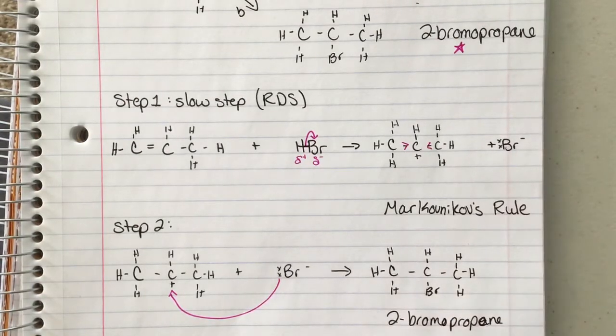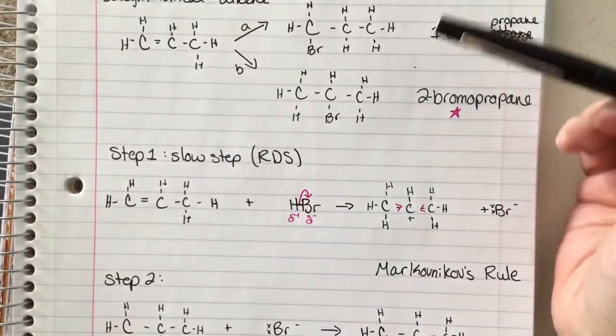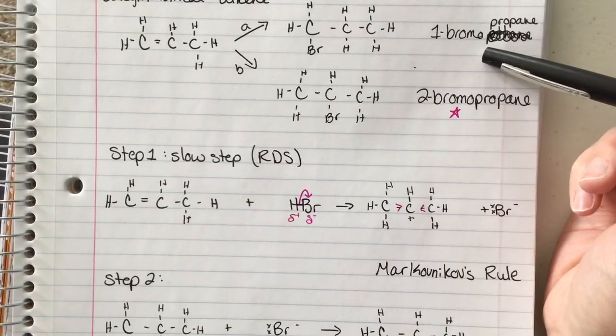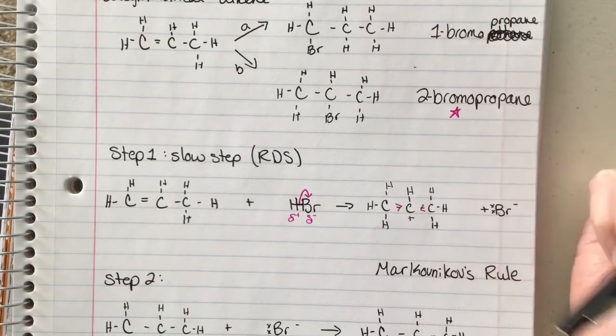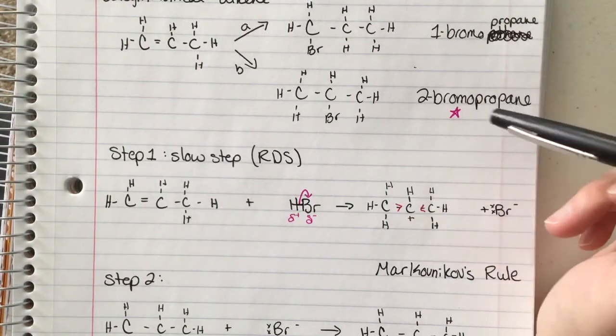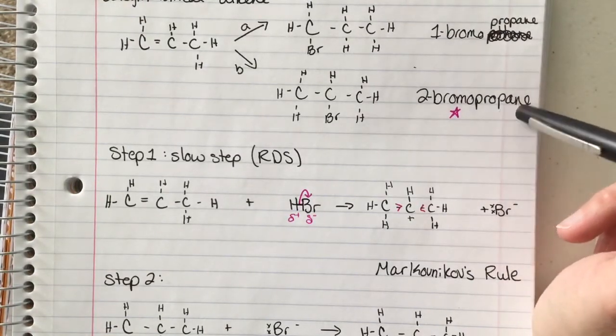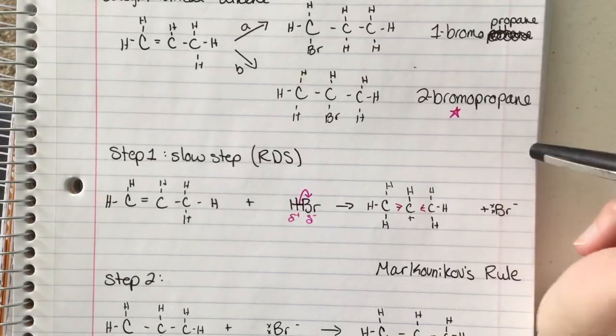Now, that's not saying that you won't ever see this 1-bromopropane made. There are going to be some times where they're going to mess up and put that carbocation on the first carbon. But by and large, the majority of your products will have that bromine on that second carbon.